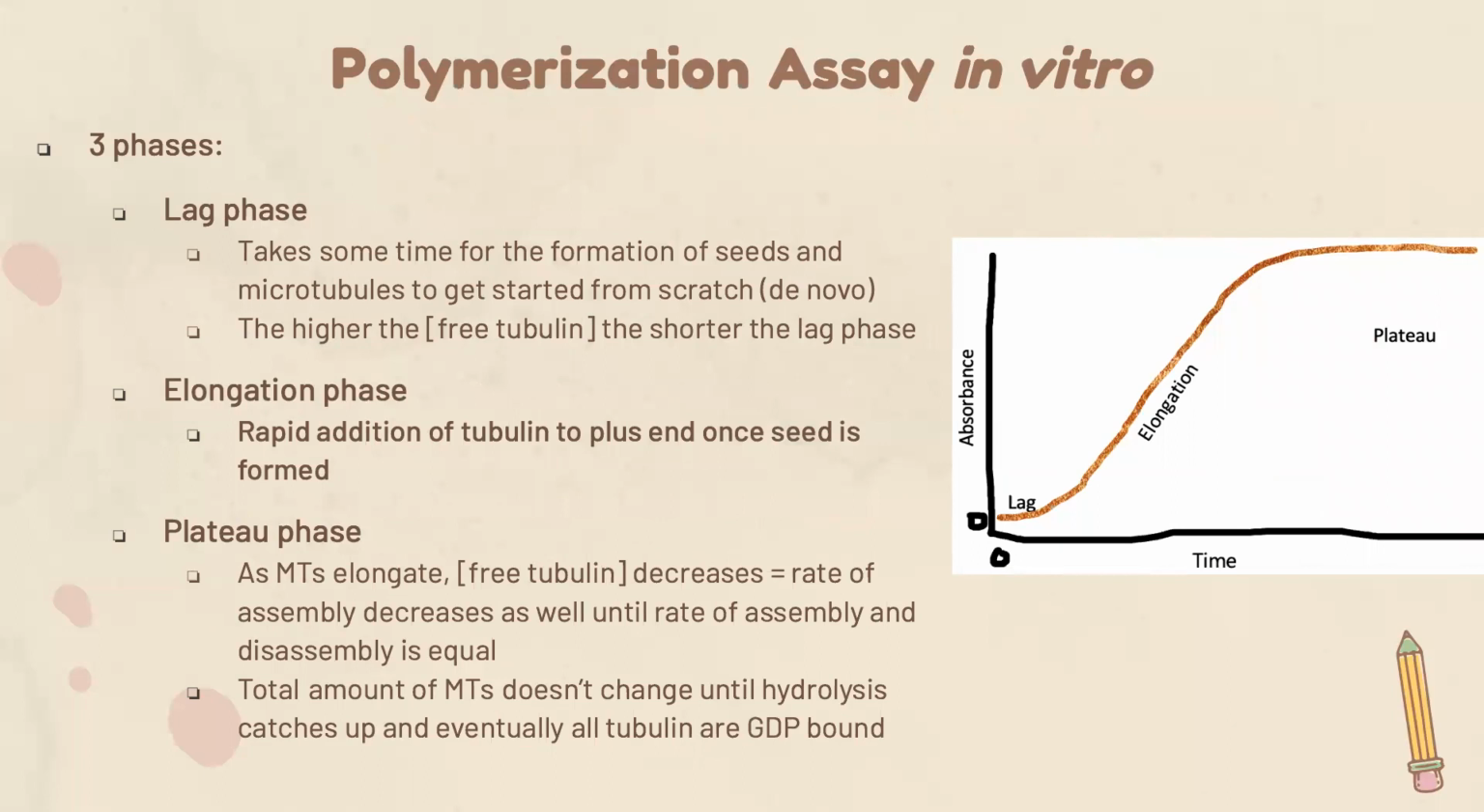Okay. So going into polymerization assay in vitro, basically you're doing polymerization in a test tube. So you're building it from nothing. And so there's 3 specific phases. You have your lag phase, your elongation phase, and then your plateau phase.